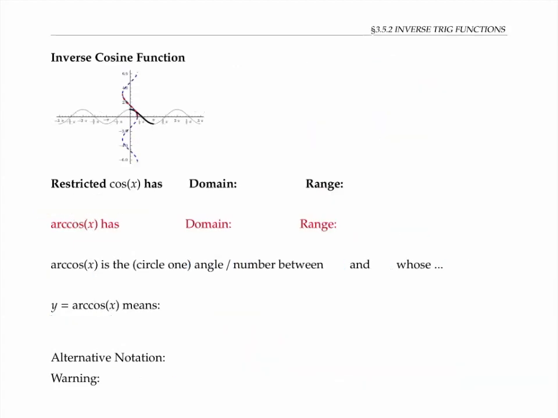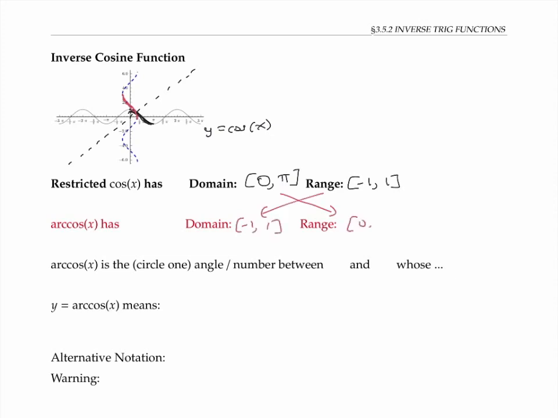Let's go through the same process to build an inverse cosine function. We start with a graph of cosine of x. We flip it over the line y equals x to get the blue dotted line, but the blue dotted line is not a function, so we go back and restrict the domain for our original cosine of x to just be between 0 and pi. The resulting red graph now satisfies the vertical line test, so it's a proper inverse function. Our restricted cosine has domain from 0 to pi and range from negative 1 to 1, and so our inverse function, arc cosine, has domain from negative 1 to 1 and range from 0 to pi.